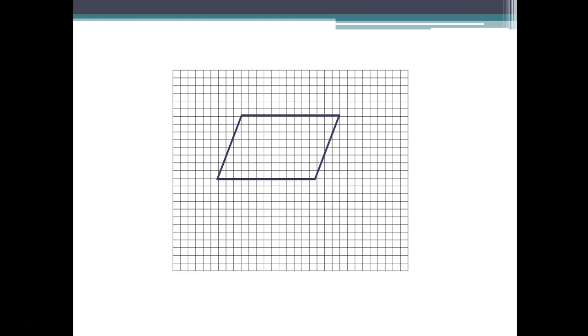Now it starts to get interesting. They've given us this lovely parallelogram here. It's not a rhombus because it does not have all four sides the same. It's not a square or rectangle because it does not have four right angles. But opposite sides are parallel, and opposite sides are the same length.